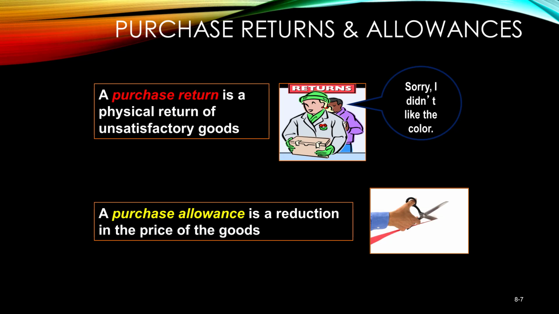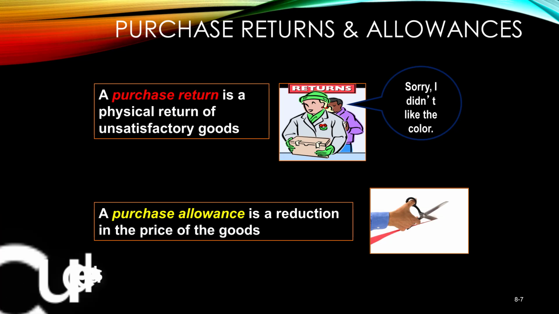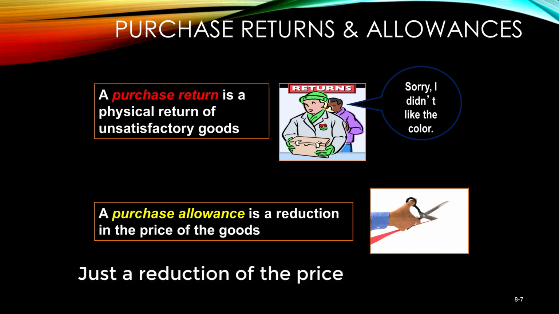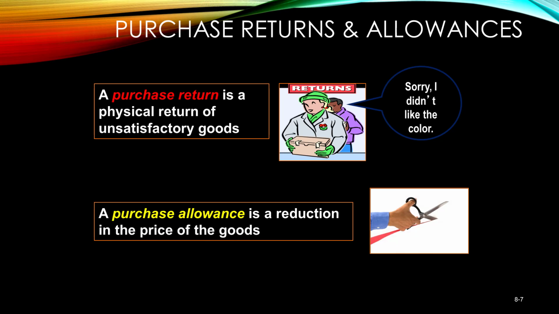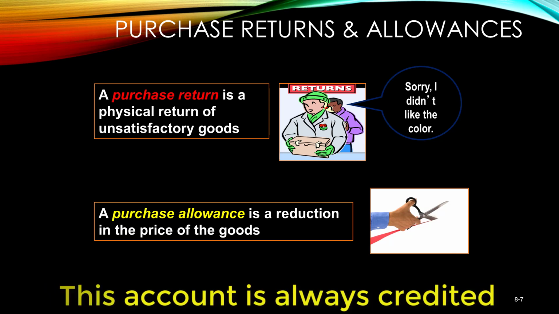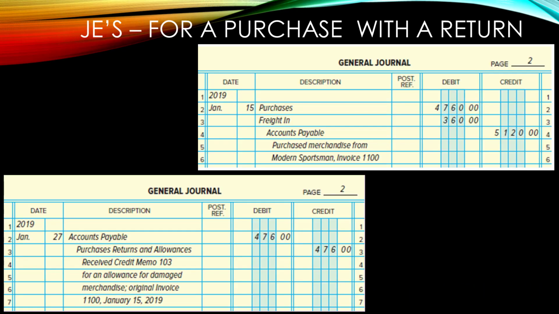A purchase allowance, on the other hand, is just a reduction in the price of the goods because you weren't satisfied. This means that you don't physically return the good, but you just ask the seller to grant you an allowance due to the goods not being exactly what you expected. Both physical returns and purchases allowances are recorded in the same account. Don't forget, this is a contra expense account and will always be credited.